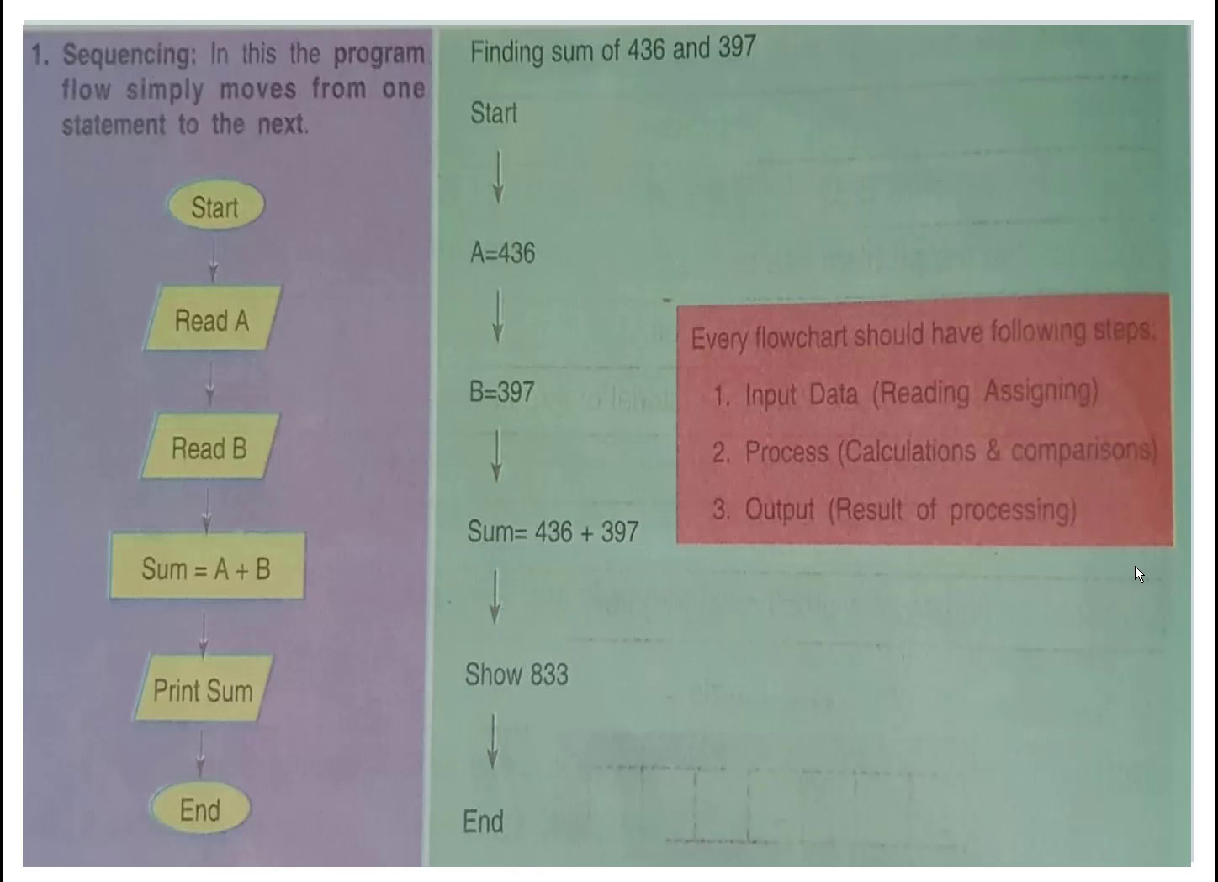On the other side, start. The value of A equal to 436 and the next value of B equal to 397. Next, sum equal to 436 plus 397 shows 833, and in the last, end of the program.